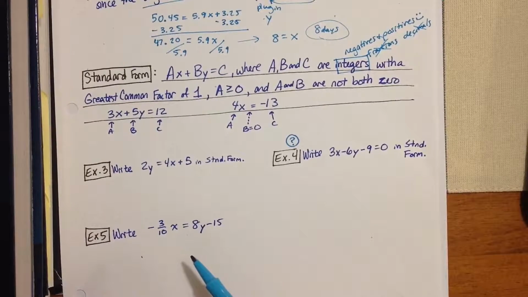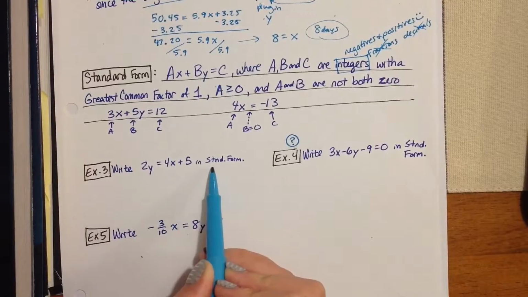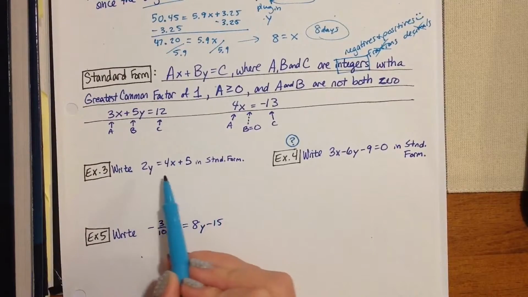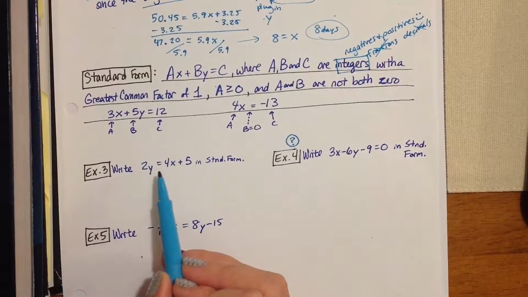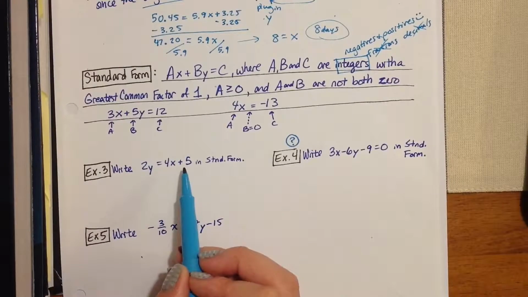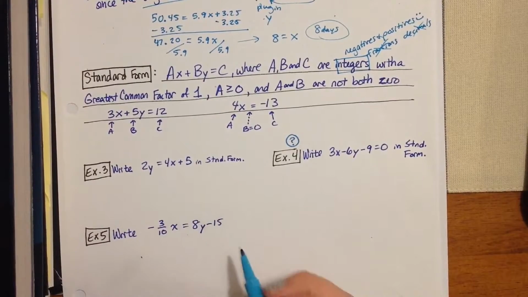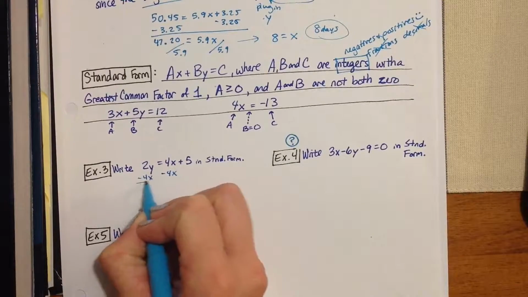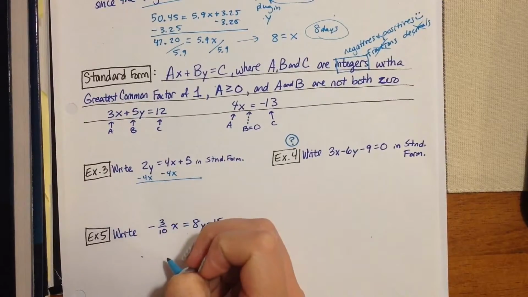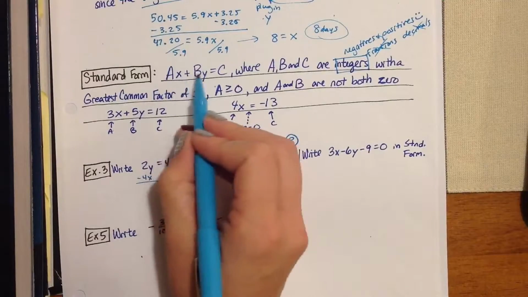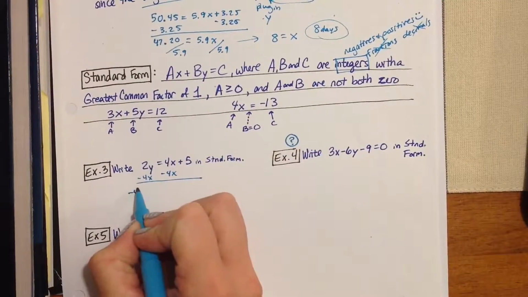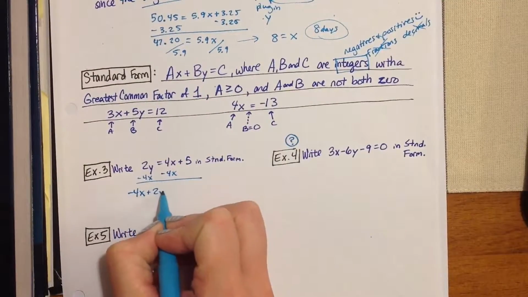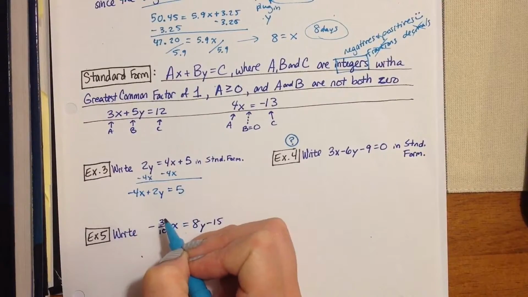So let's look at some examples. This one, pretty easy to start. I see my y and my x are on the wrong sides of the equation. I need to fix that. So what I'm going to do is subtract this 4x off to the other side, because I'm trying to write this in standard form, which has my x and y on the same side. So I have negative 4x plus 2y equals 5.